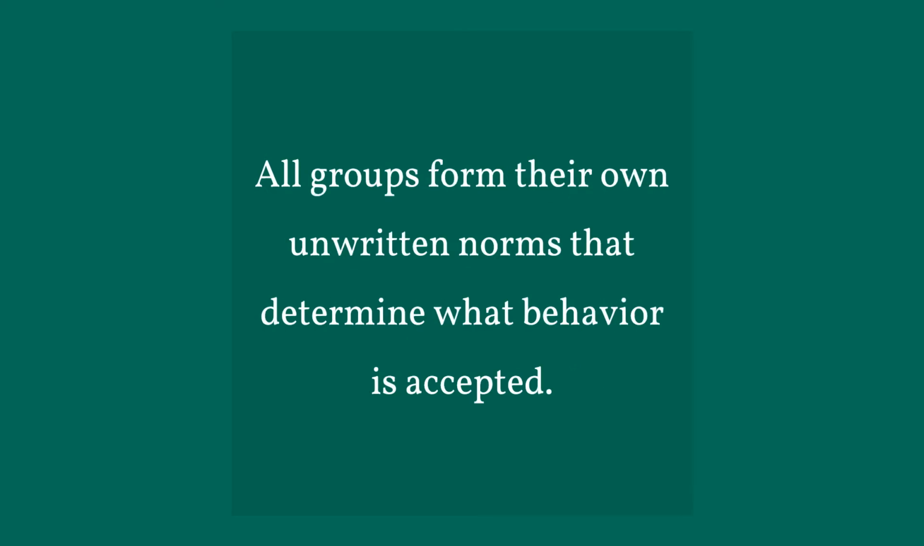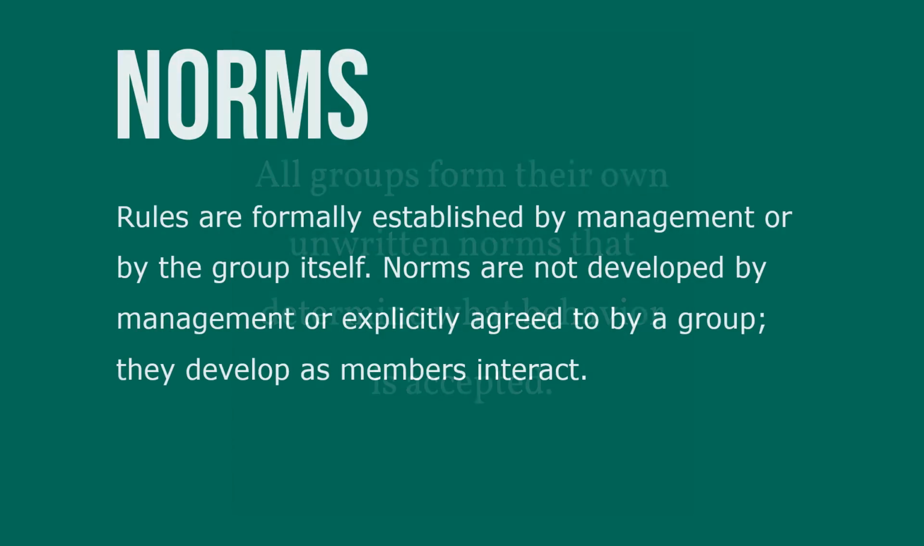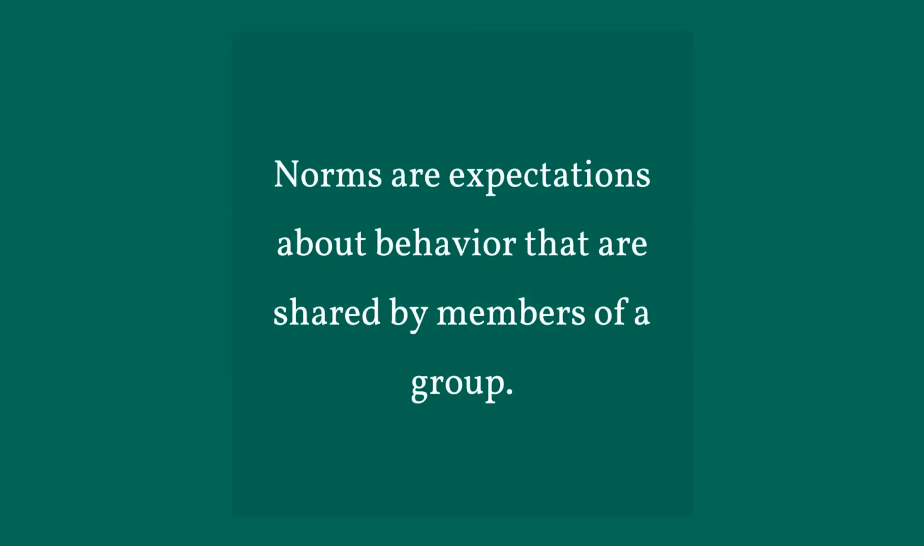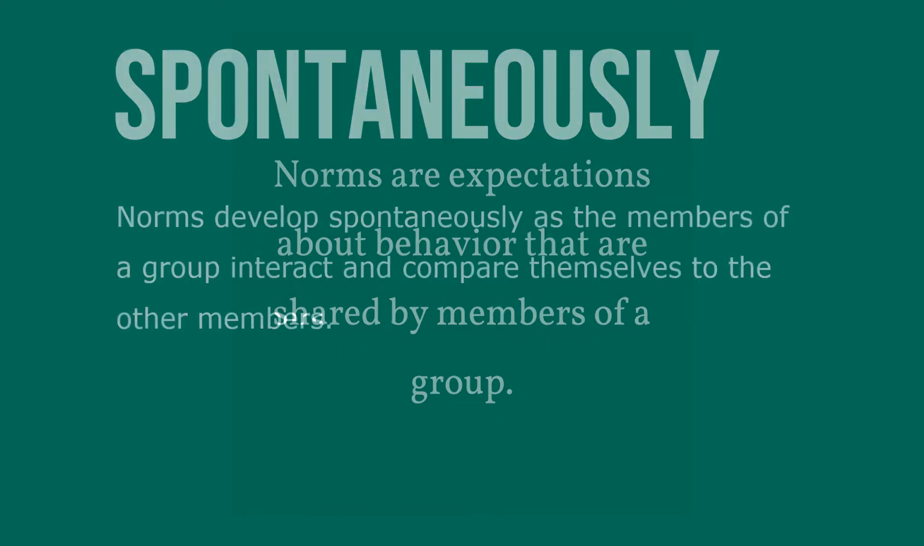All groups form their own unwritten norms that determine what behavior is accepted. Rules are formally established by management or by the group itself. Norms are not developed by management or explicitly agreed to by the group. They develop as members interact. Norms are the expectations about behavior that are shared by members of a group.